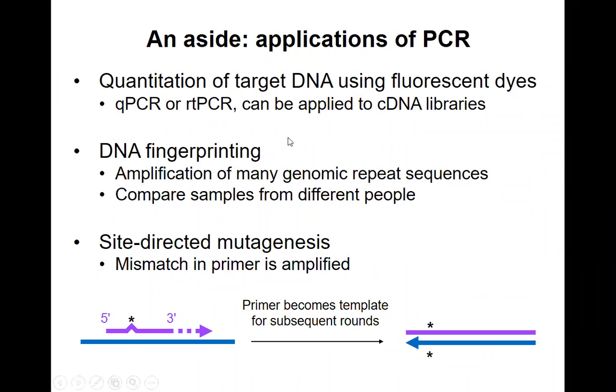You can do DNA fingerprinting. You can compare samples from different people. So again, you're going into forensics and you're going into paternity tests. And you can also, by making a mismatched primer, a mismatched oligonucleotide, introduce mutations. So you don't need to memorize this, but it's nice to know that PCR is really what revolutionized a lot of our molecular biology techniques.